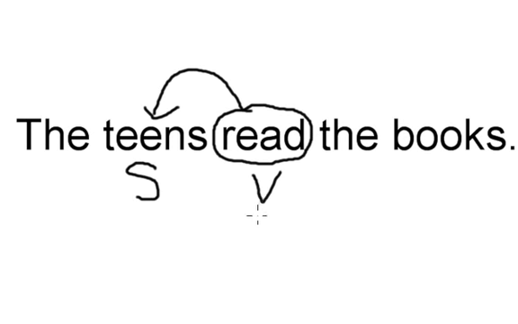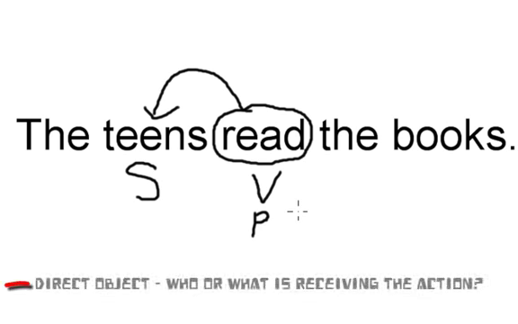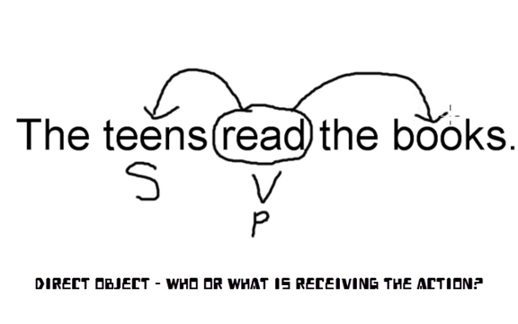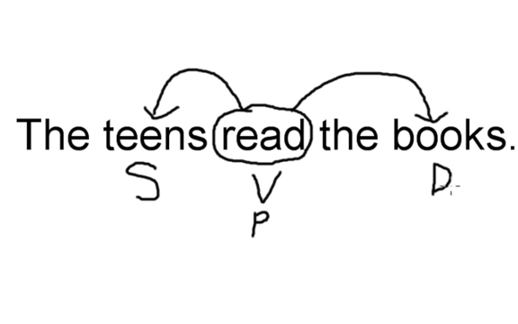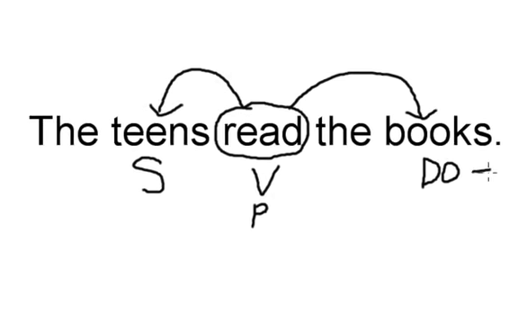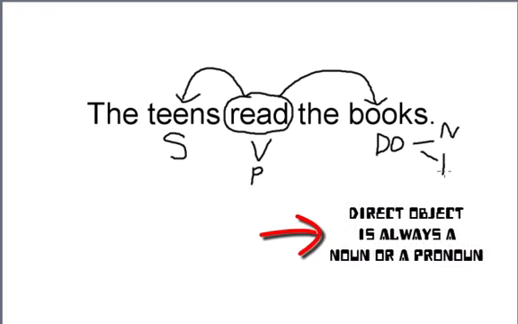We have a verb, also called the simple predicate. To find the direct object, you have to find out who or what is receiving the action. So who or what is being read. In this sentence, that's easy to pick out. Read what or read who. In this sentence, we can answer the read what question. So the books are the things being read. That is the direct object. The direct object will always be a noun or a pronoun. And in this case, it's a noun. The direct object in the sentence is books.